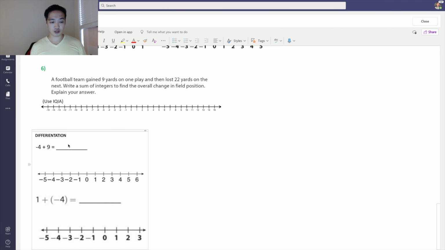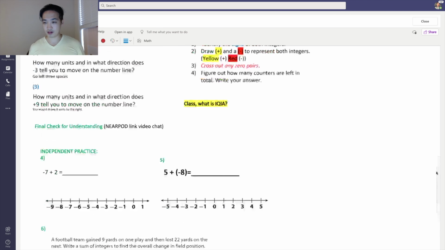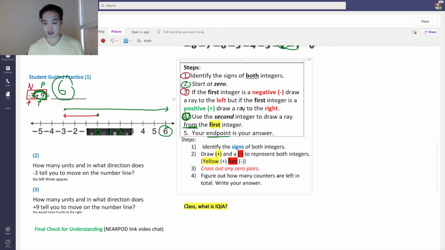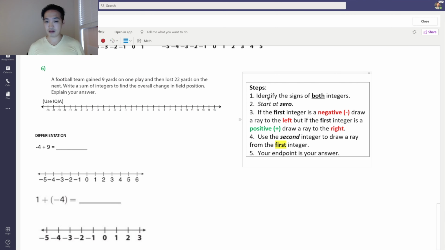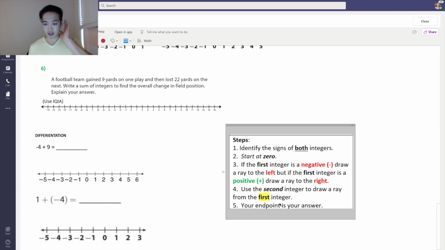So let's do the first one here. We have differentiation. Don't worry about that word. I'm going to use the draw feature, and I'm going to copy and paste this onto the bottom so you can see what steps I'm doing. So step 1: the first thing I'm going to do for the differentiation problem is identify the signs of both integers. To do that, you have to use the draw feature, okay?